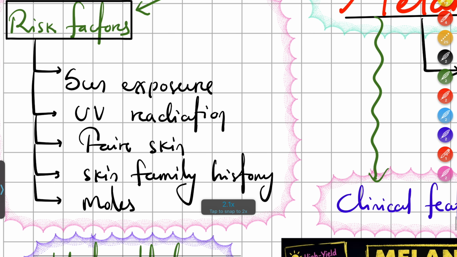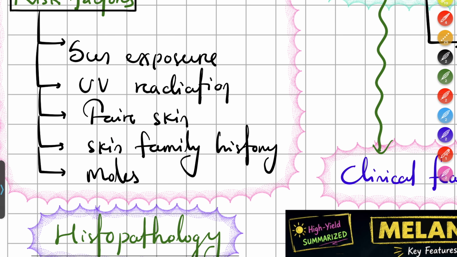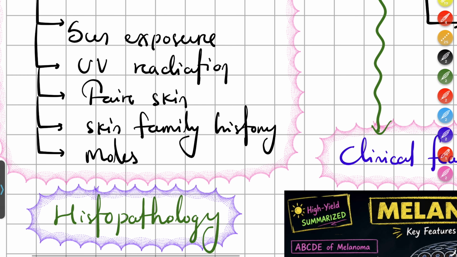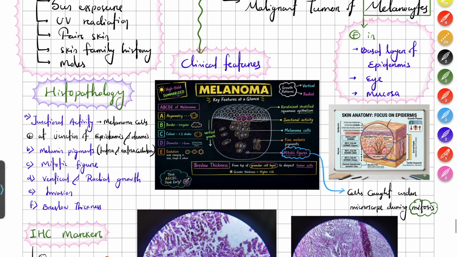So let's see the risk factors for the melanoma. Sun exposure, UV radiation, fair skin. The fair skin people are more prone to melanoma, and people with a family history are also more prone to melanoma and moles.